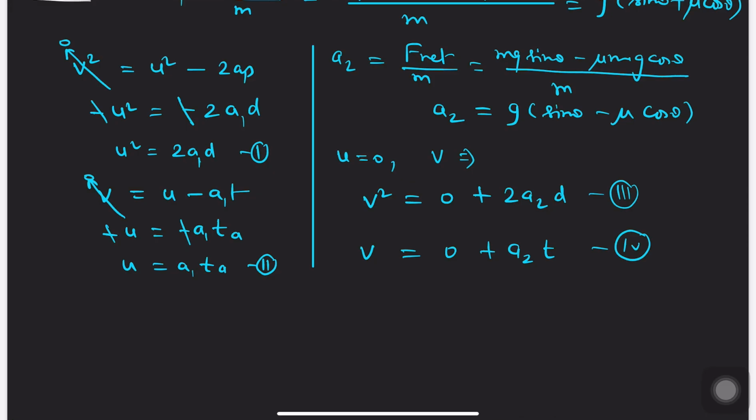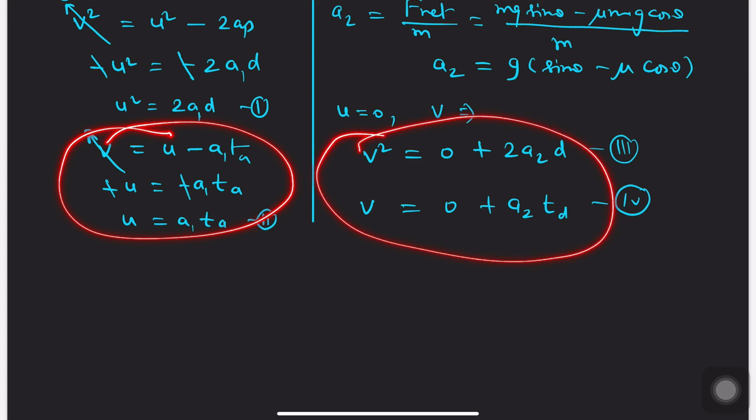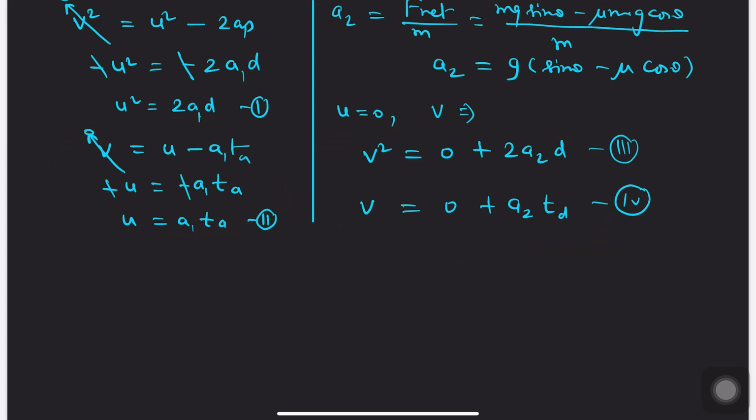We don't know u, so we will eliminate u in these equations. I'm going to eliminate u in the first part, and here I'm going to eliminate v, and then I'll get a common relationship. So u is equal to a1 into ta. Use this and put it here.